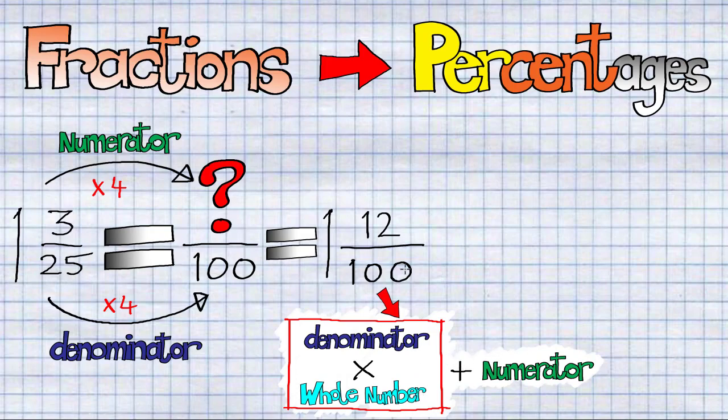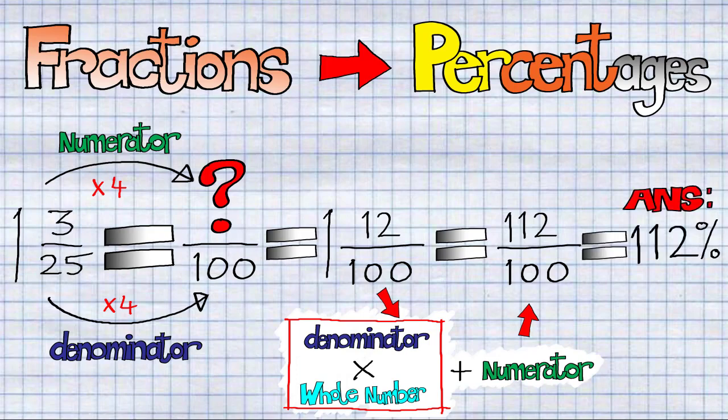So in this case, the denominator is 100, multiply it by the whole number, which is 1, and then we add on the numerator, which is 12. So 100 multiplied by 1 is 100, plus 12 is 112. So that becomes 112 over 100. And we know from that, because it's over 100, we know what the percent is. It's 112%.